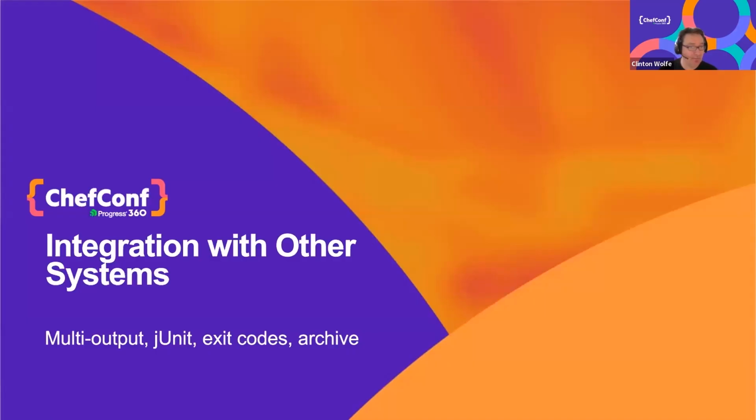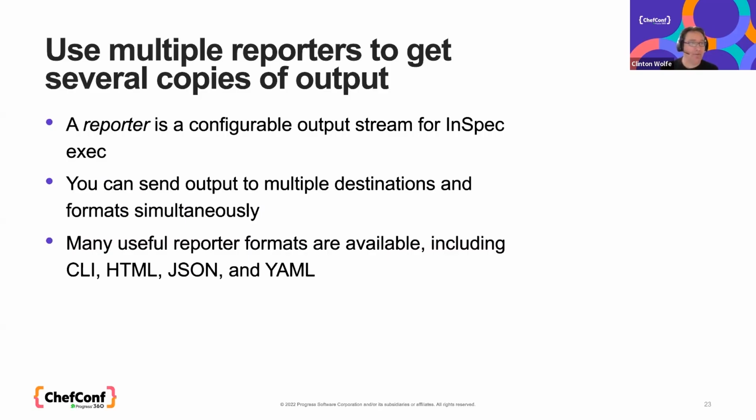All right, next up, integration with other systems. Multiple output, JUnit output, the exit codes, and the archive command. So let's talk about integration with other systems. Multiple output, using multiple reporters to get several copies of output. A reporter is a configurable output stream for Inspec Exec. You can send output to multiple destinations and formats simultaneously.